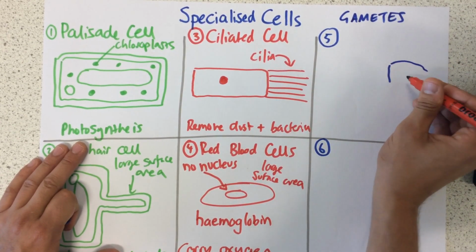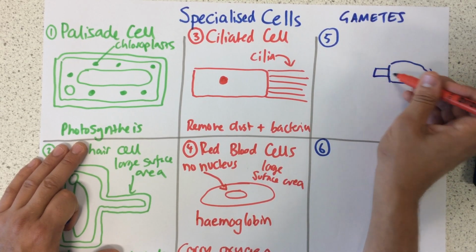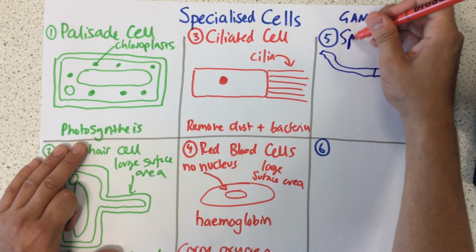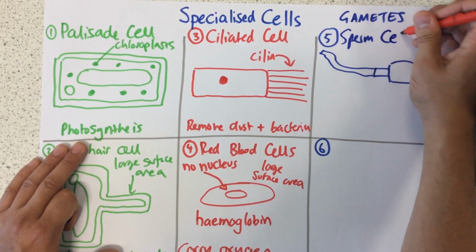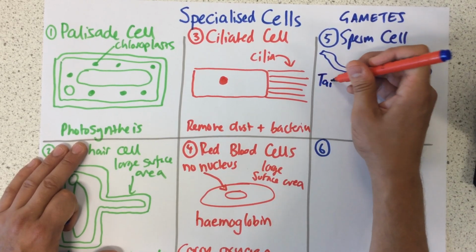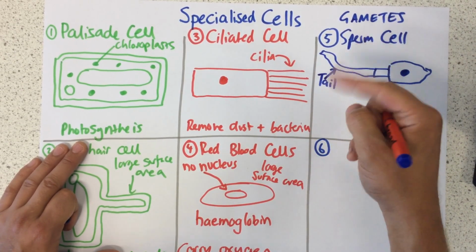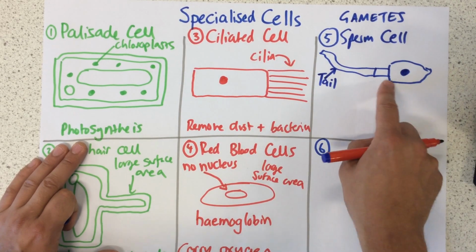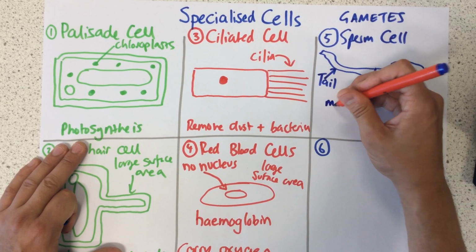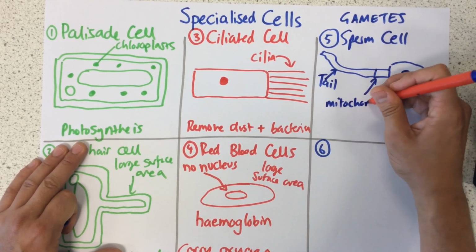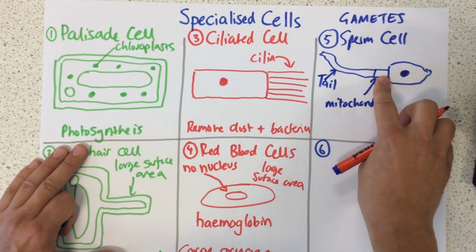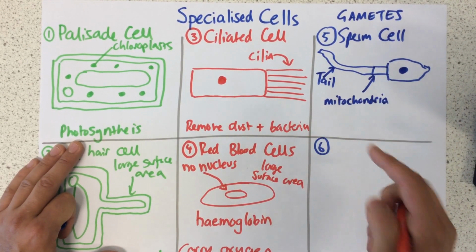So first of all, we have this one here, which is a sperm cell. Okay, sperm cell. Now, we have a few different features. The most striking and obvious feature is the fact that it has a tail. This allows the sperm cell to move. It also has this middle section that is packed with these organelles called mitochondria. These mitochondria provide the sperm cell with lots of energy so it can swim.